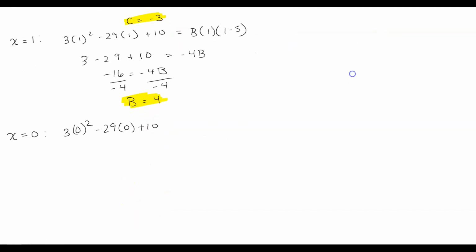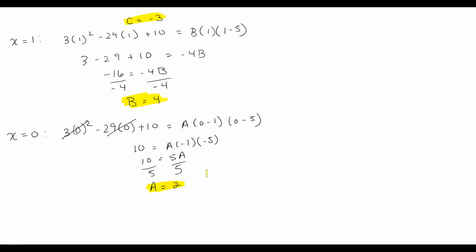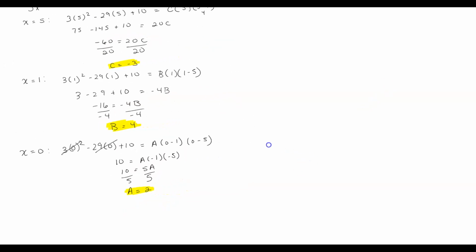We're going to set that equal to a times 0 minus 1 times 0 minus 5, which eliminates this and this. We have 10 equals a times negative 1 times negative 5. So 10 equals 5a, in other words, so we divide both sides by 5. We say then a equals 2. All right, a equals 2. There we go. We now have everything we need for our partial fraction decomposition.